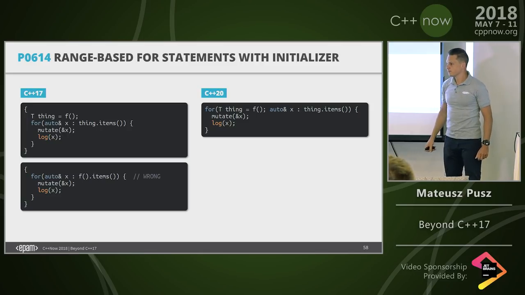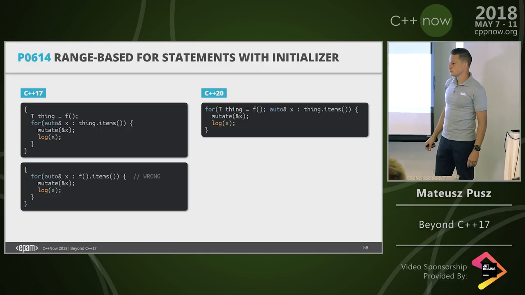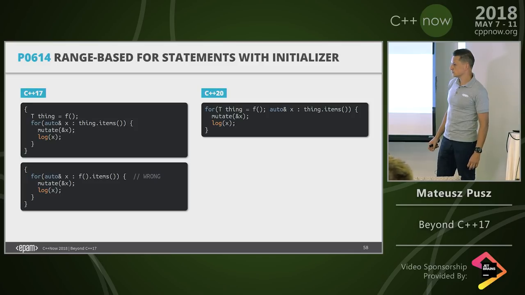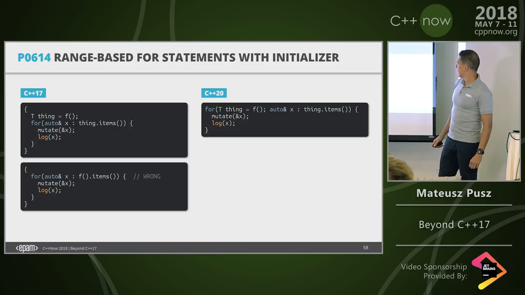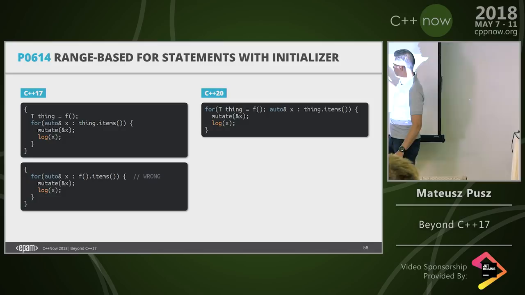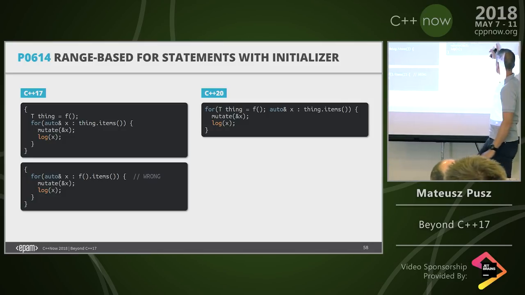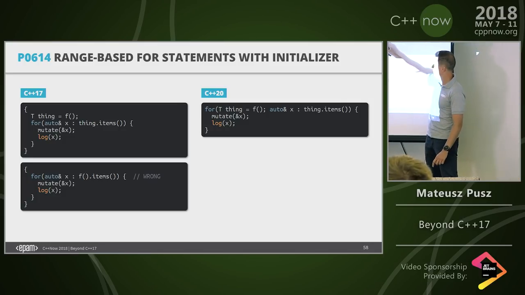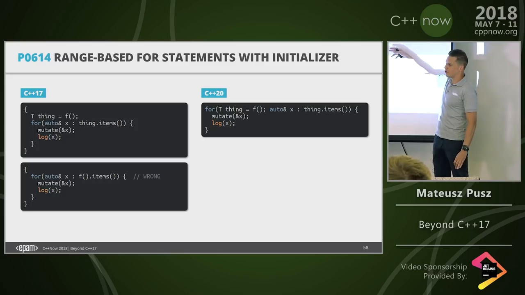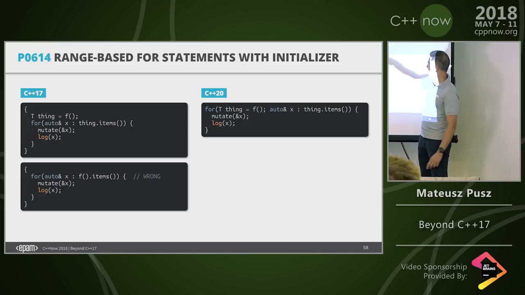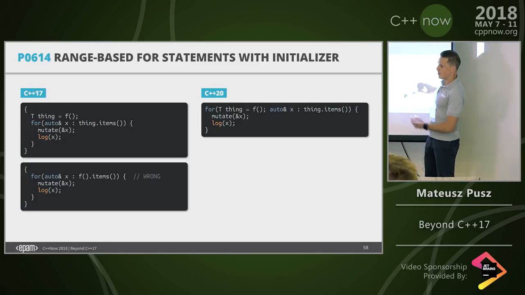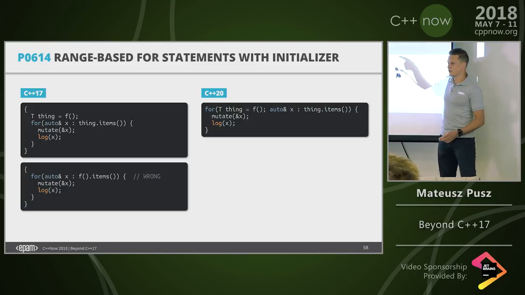Yes, Robin? In the C++17 case, what f returns by value is copied to thing. In the C++20 case, is that avoided somehow? And the question is if this copy here is avoided in C++20. No, it's not avoided. It's copied here to this thing inside the for loop. So basically the variable exists the same as it was before, but right now it's in the for loop scope that the compiler generates, not outside of it.